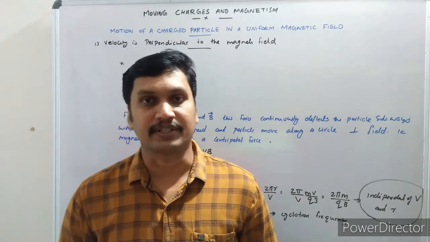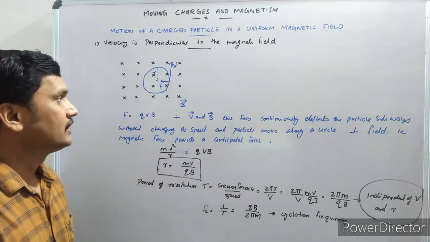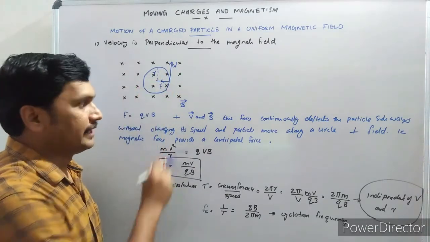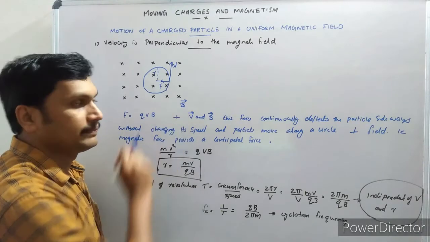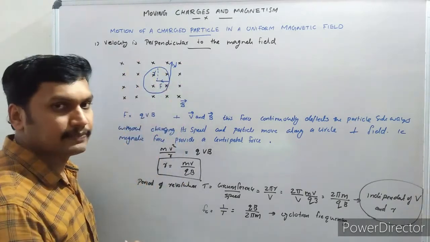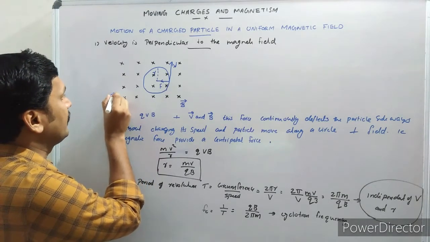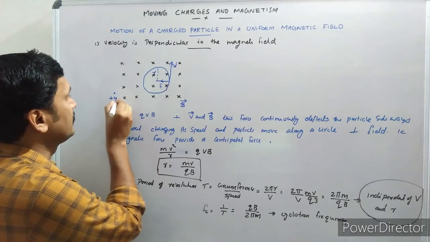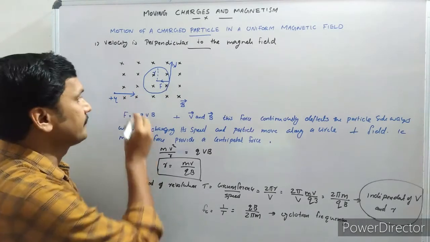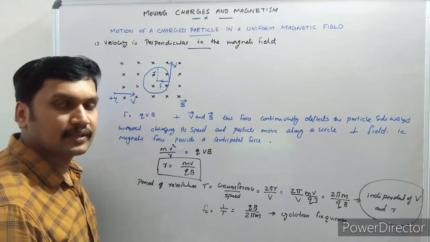Let us consider the first situation. Here we have a uniform magnetic field which is perpendicular to the plane of this board. The intensity of the magnetic field is B. A positive charge plus Q enters this magnetic field with a velocity v.